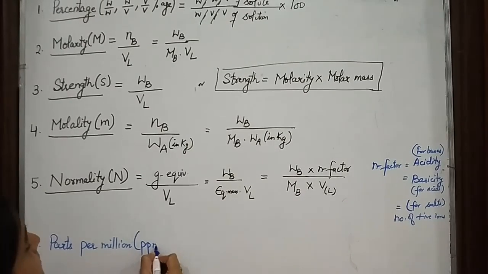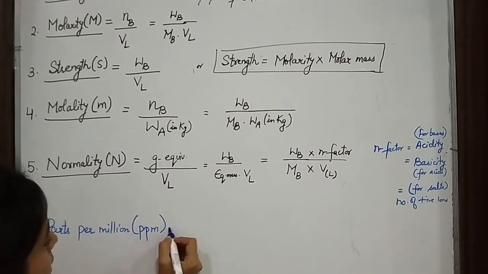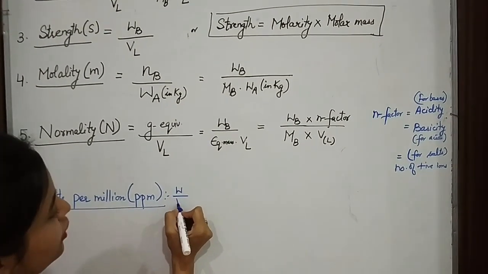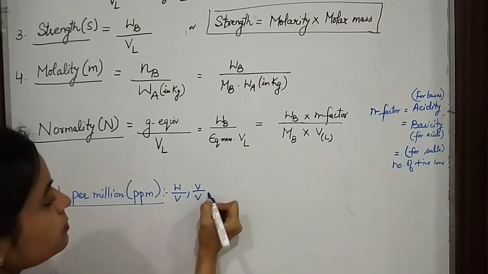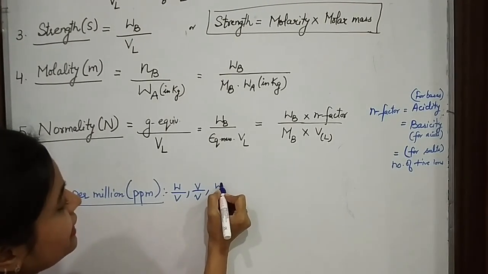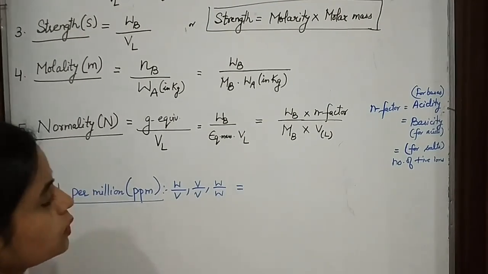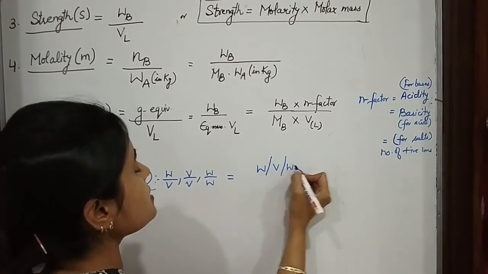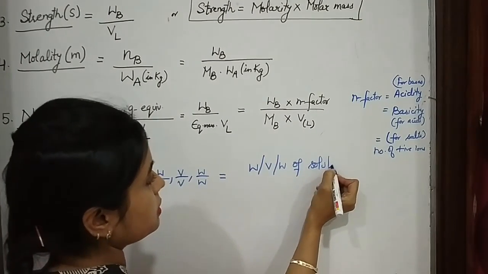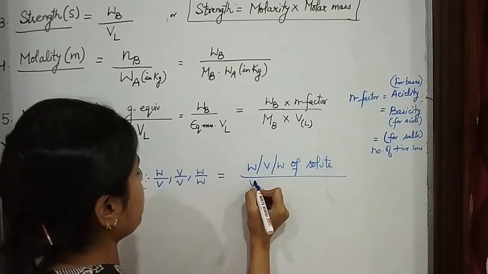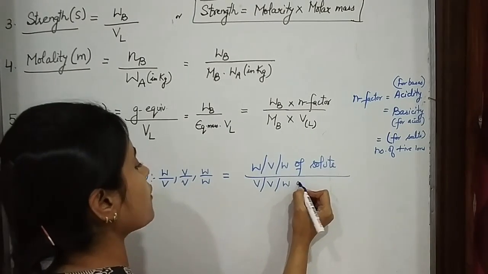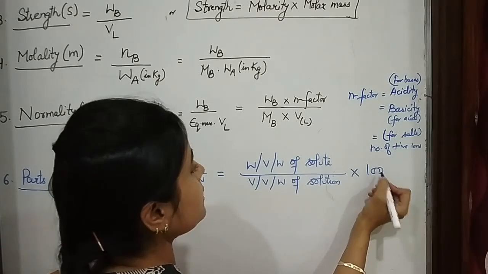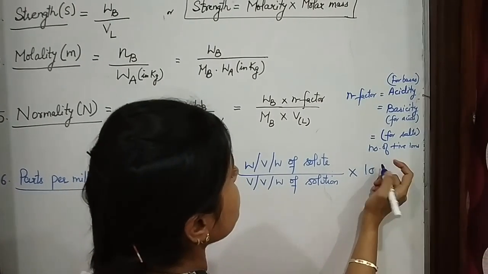ppm, which is also mass by volume, volume by volume, or mass by mass, and it is equal to mass or volume of solute upon volume or mass of solution into 100 into 10 raised to power 6.